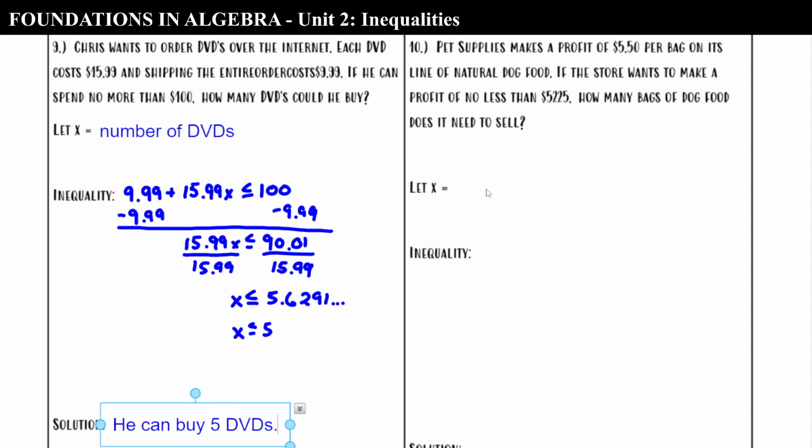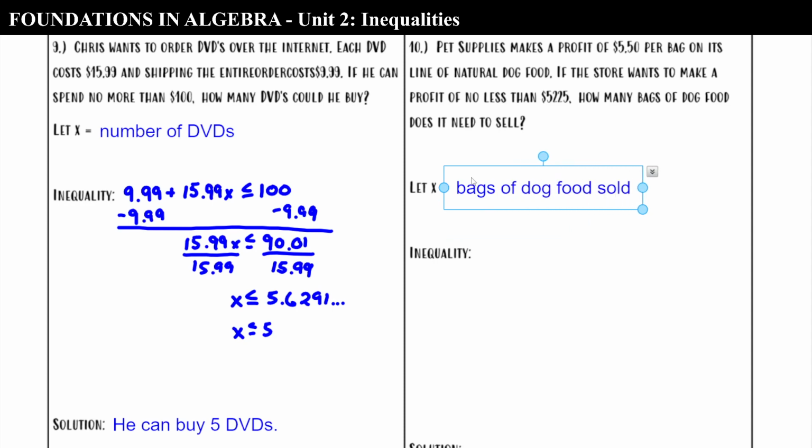And finally, example 10. Pet Supplies makes a profit of $5.50 per bag on its line of natural dog food. If the store wants to make a profit of no less than $5,225, how many bags of dog food does it need to sell? So we're going to let our variable be what we don't know, bags of dog food sold, and we are going to write our inequality.